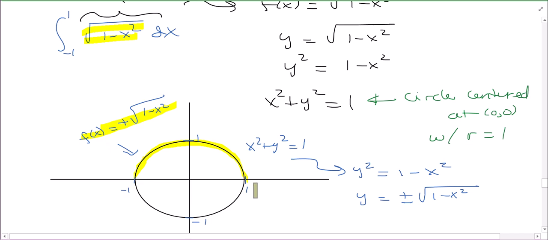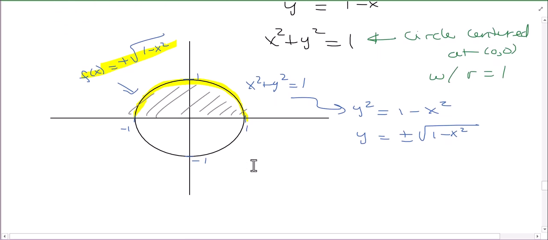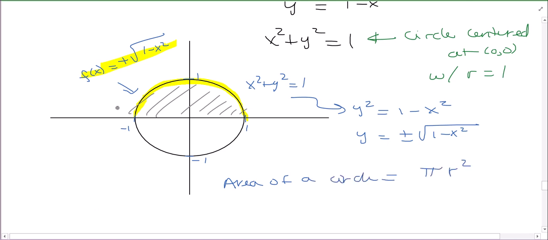If I wanted the bottom half of the semicircle, this function would be negative. So I'm looking at the area between minus 1 and 1 of the top half of the circle and the x-axis. So we're looking at this area. Can I find that area? Sure, right? What is the area of a circle? The area of a circle is pi r squared. So here is just the area of half a circle. That means the integral from minus 1 to 1 of the square root of 1 minus x squared dx is half the area of a circle.